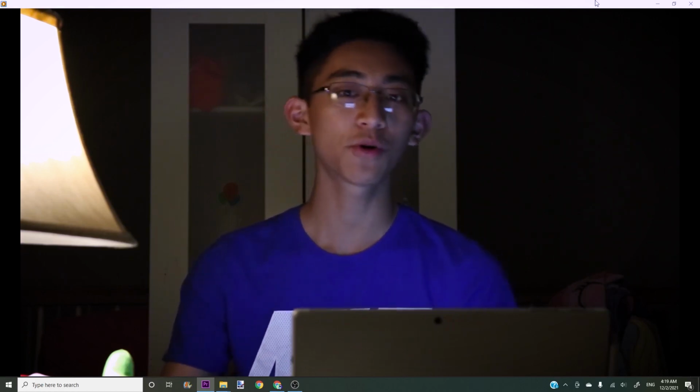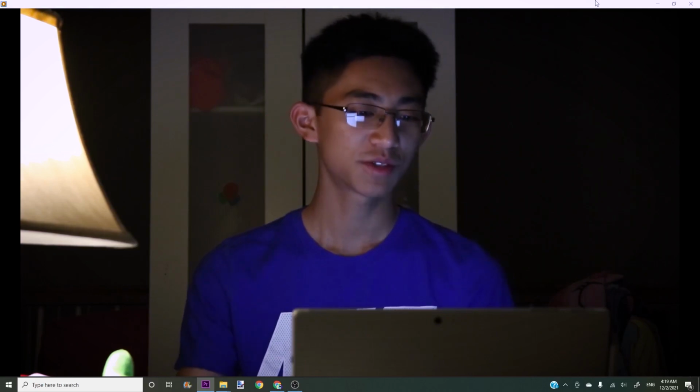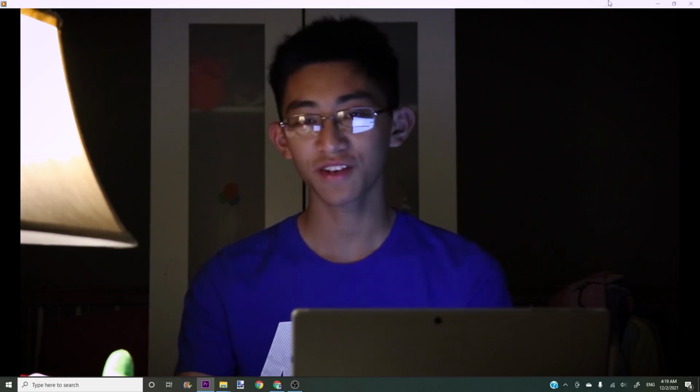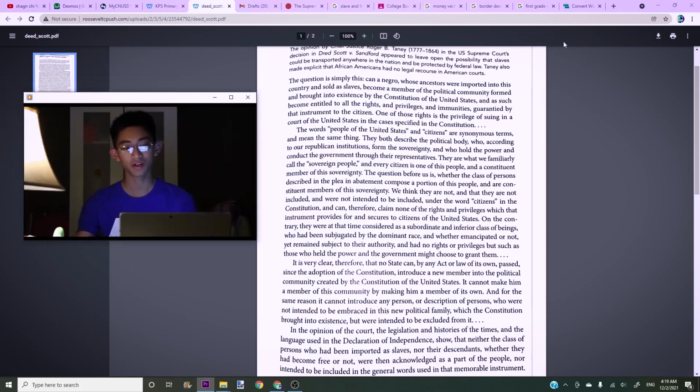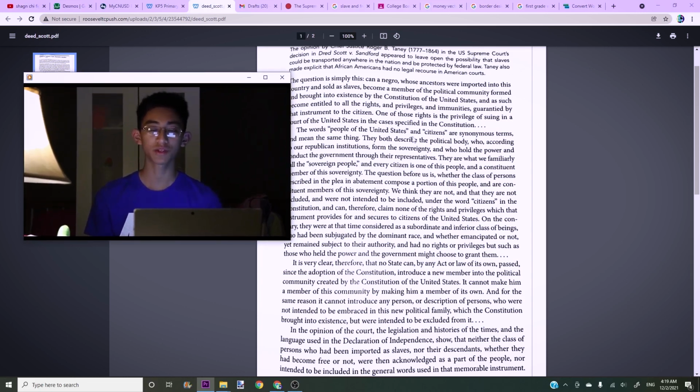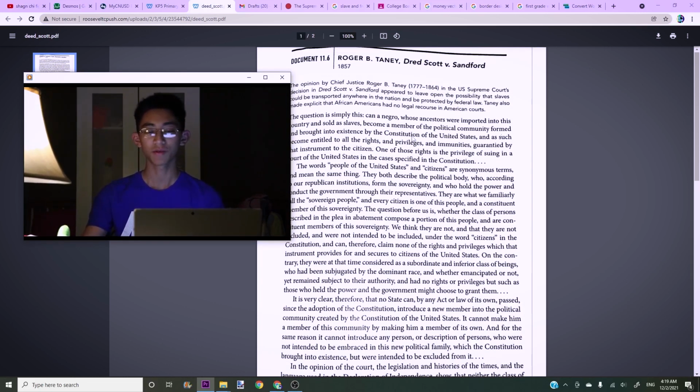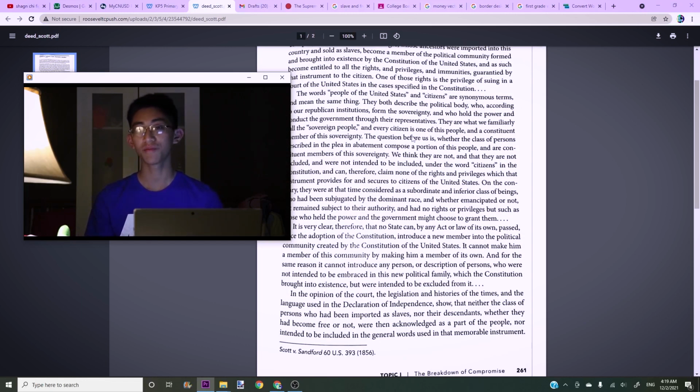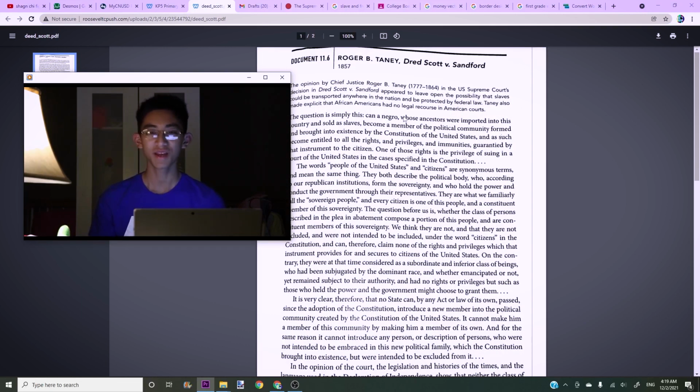Who knows? More importantly, this project, which will go over the Dred Scott versus Sandford document, which I'll pull up right here, consists of the Supreme Court's ruling on the case. And we're not going to read through all of it, but we'll go over the major points.